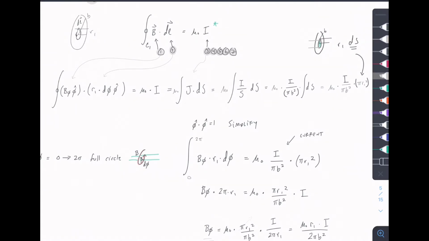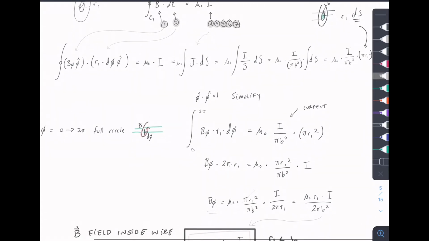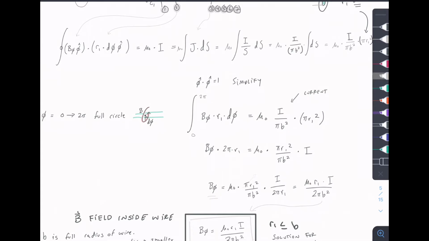Okay, so now we're going to simplify this side. So we have this phi hat dot phi hat is going to drop out of the left side. We're simplifying this kind of a lot here. So when we integrated ds, we got the smaller cross-sectional surface here, which ends up here. And then this was our current density that we had, right? So then essentially the rest of this is just algebra.